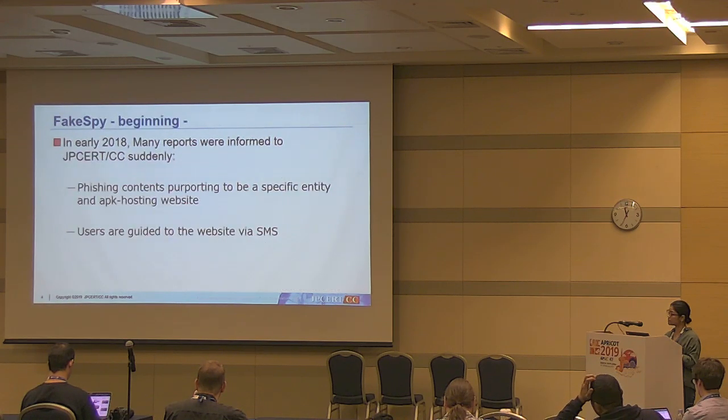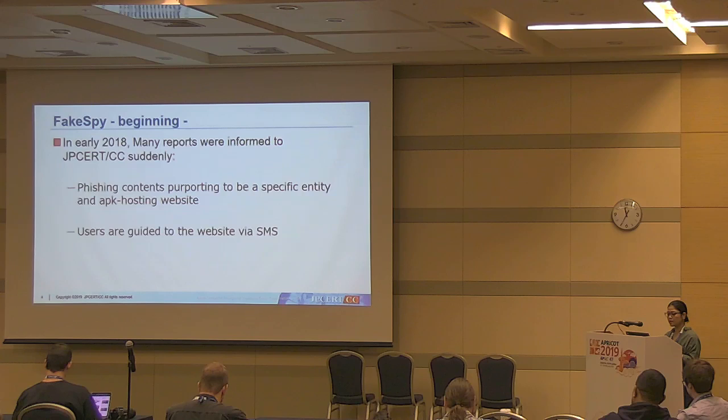In 2018, many reports were sent to JPCERT/CC from our constituency. According to the reports, they include both phishing URL information and APK file information, and those purport to be from a specific entity. We found that through a quick check of the host name or APK file name, and others, and the users are actually guided through SMS.